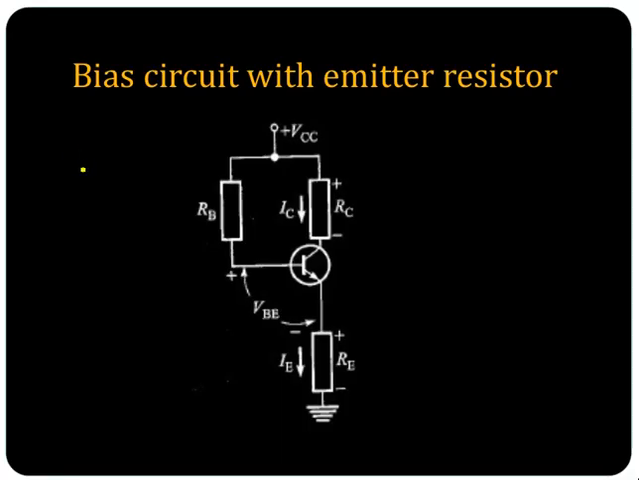So this is the circuit diagram of a bias circuit with emitter resistor. Here you can see it is a fixed bias circuit with a resistance Re added in the emitter circuit. That is the only difference when compared with a fixed bias circuit. You have the resistance Rb, Rc, along with that you have a resistor Re connected in the emitter circuit of the amplifier.